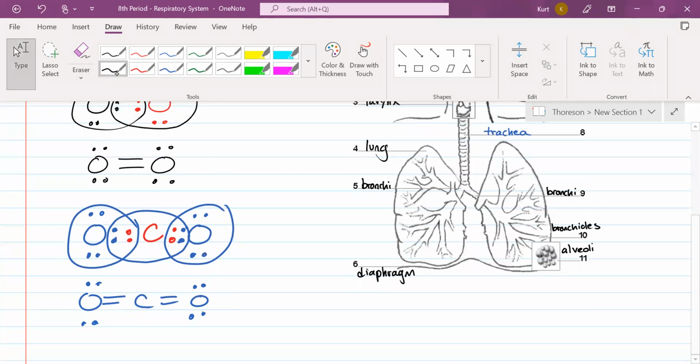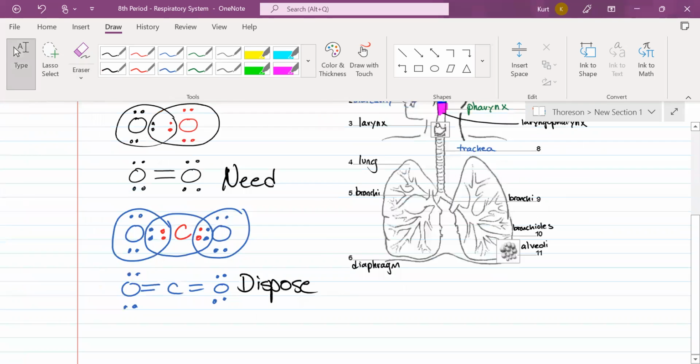This is what we need. And this is what we dispose of. You are not a palm tree. You do not need carbon dioxide. If you were to keep too much carbon dioxide in your body for too long, your blood will become acidic and you could develop too much. You could suffer from a condition known as lactic acidosis. All right.